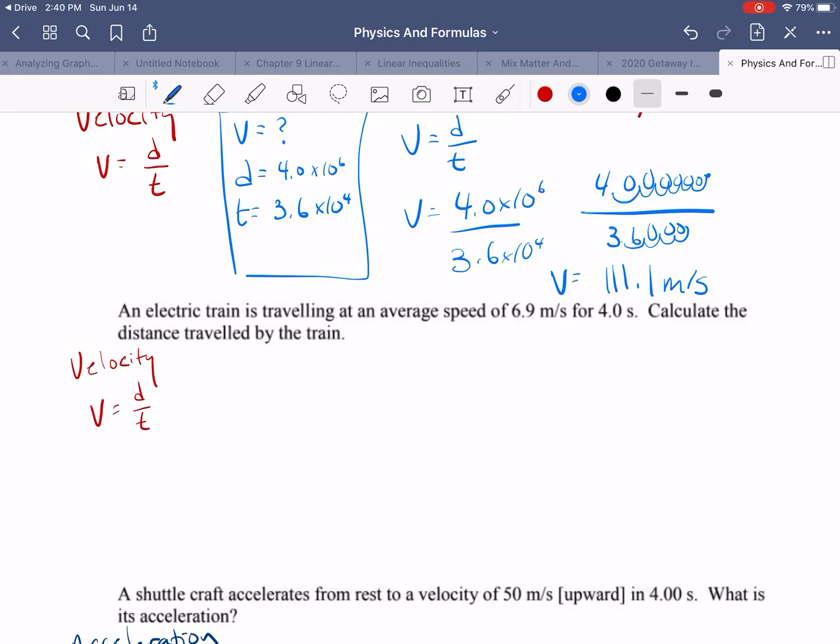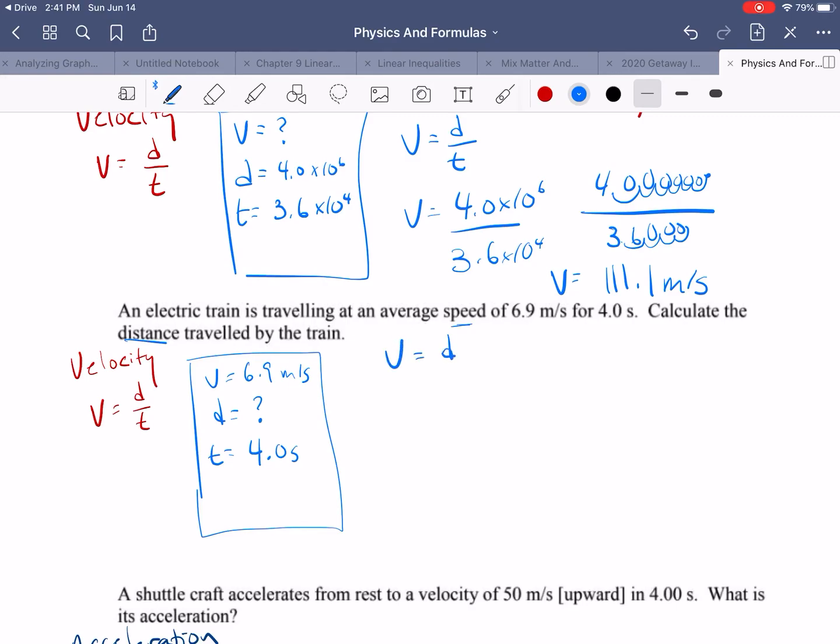You can probably do this one all by yourself. If you're practicing with me, you can just pause it and go ahead and do it and write out what you have. So the velocity is speed, so 6.9 meters per second for 4 seconds. Calculate the distance. Okay, cool. So I'm going to write my formula like I always did, and I'm going to fill in what I know. 6.9 goes here, equals distance I don't know, and time is 4.0 seconds.